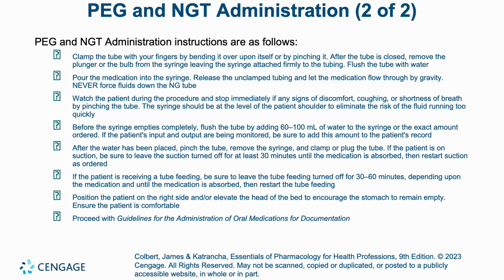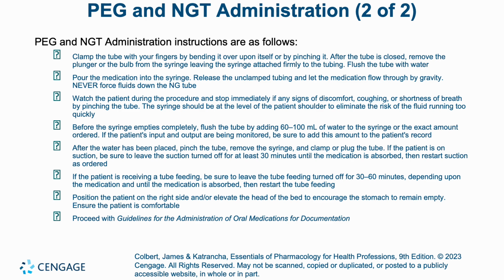Before the syringe empties completely, we flush the tube by adding 60 to 100 mLs of water to the syringe, or the amount ordered. A lot of times it's more like 20, where we don't want to give them an excessive amount of water, especially if their medications were all mixed with water. We don't want to be giving them large volumes at one time. If the patient's input and output are being monitored, be sure to add this amount to the patient's record. After the water's been placed, pinch the tube, remove the syringe, and clamp or plug the tube.